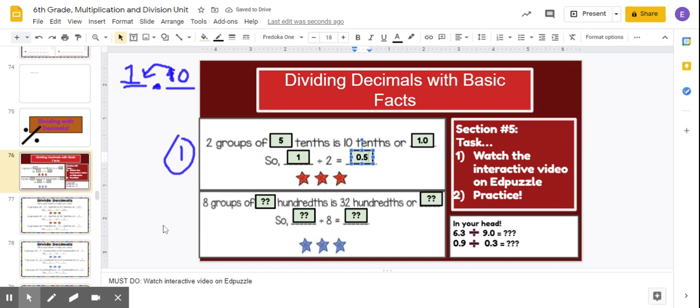Okay. So down here on example 2, real similar, same kind of concept. But now we have not just tenths, but hundredths. So we're starting with 8 groups of a mystery amount of hundredths equal to 32 hundredths. Well, 8 times what gets us 32? 8, 16, 24, 32, 4. So we know that it's going to take 4 hundredths for 8 groups to equal 32 hundredths.